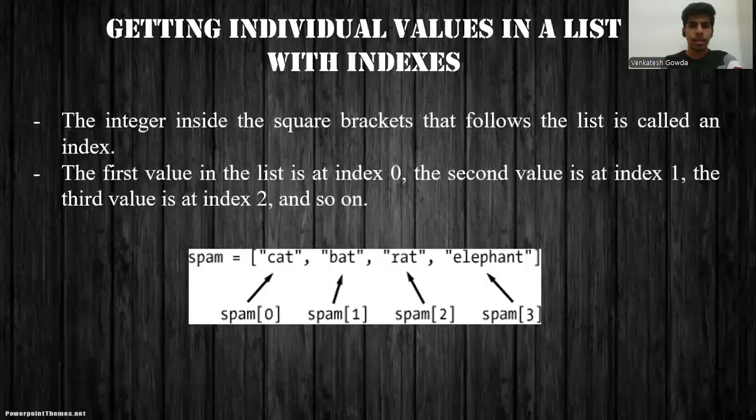Now we shall discuss getting individual values in a list using indexes. The integer inside the square bracket that follows the list is called an index. The first value in the list is at index 0, the second value is at index 1, the third value is at index 2, and so on.